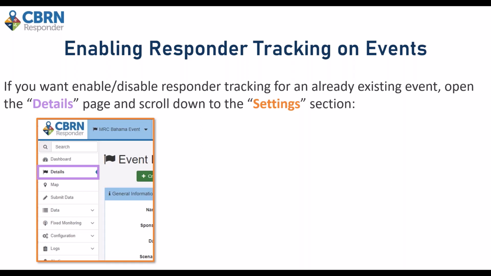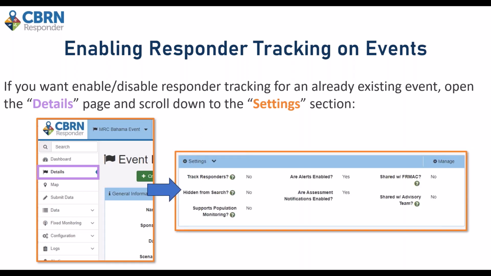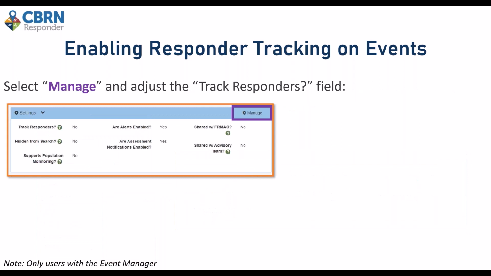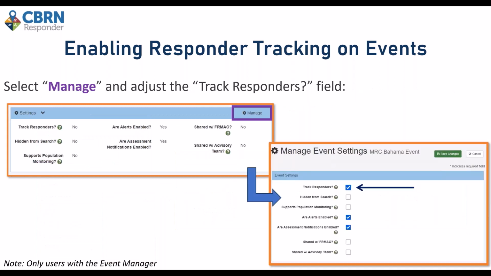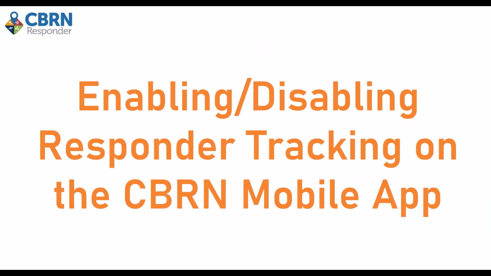So under the event space, you'll see a details page. If you select that, you'll scroll down to see a settings section. And from here, you can select manage and adjust that track responders field. So just like you can choose to enable it, you can also choose to disable it at any point. So as far as getting it set up for your event, it's a pretty quick one-step.